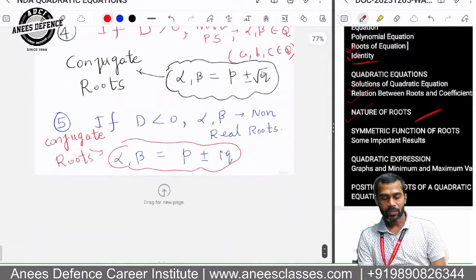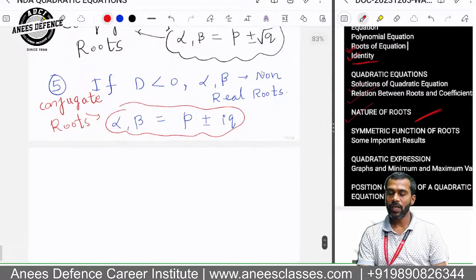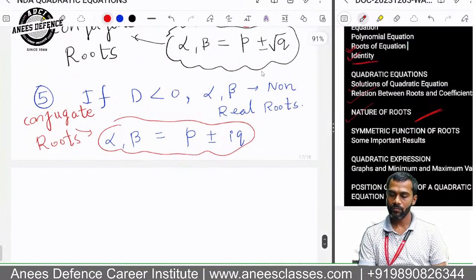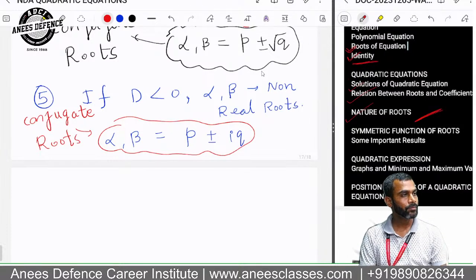I hope it is clear. Yes. So non-real roots. Shall we move ahead? Done? Shall we start solving questions?